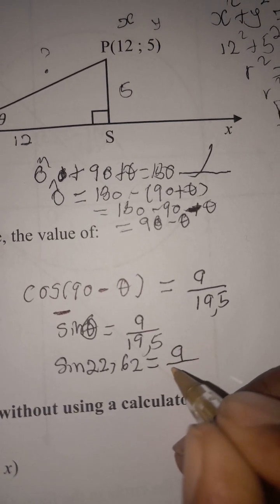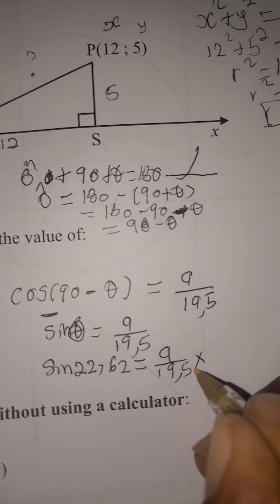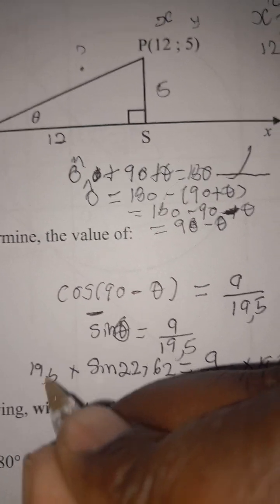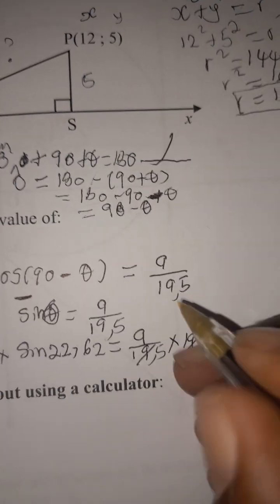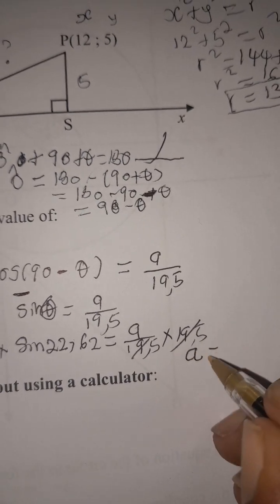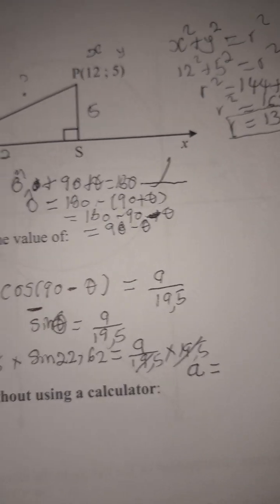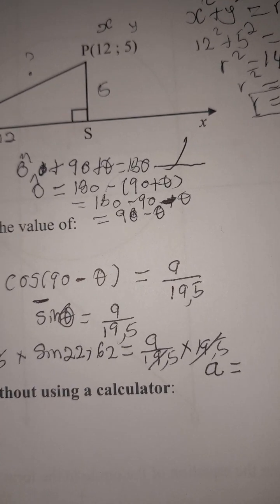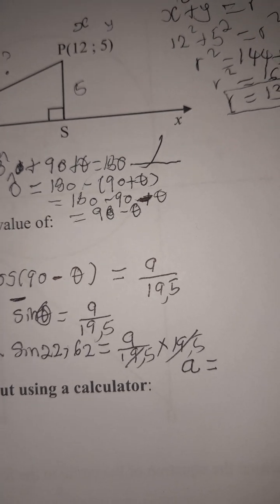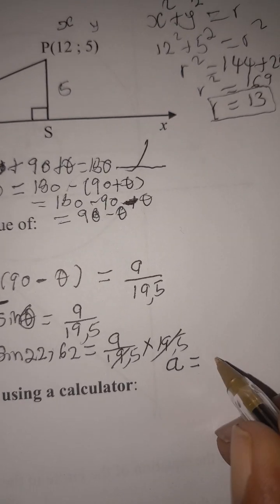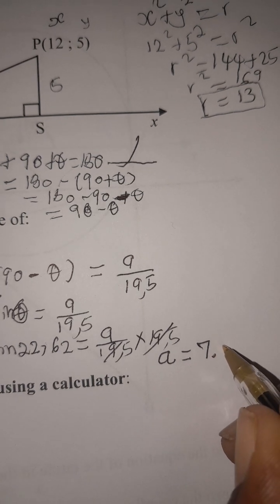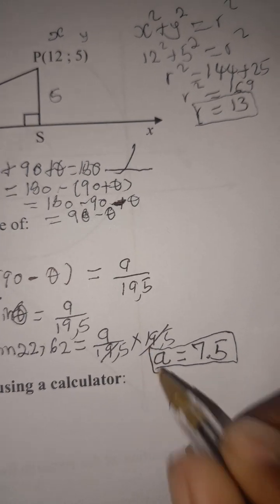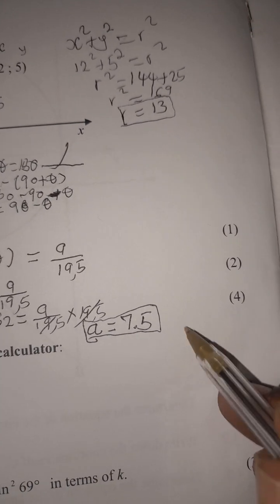Then we have A as 19,5. You will then multiply everything by 19,5. This and this, they cancel. So remember, this is A we are looking for. So we are going to have 19,5 sine 22,62. So it will be corrected to 2 decimal places. That will be 0.7. Let's correct to 1 decimal place. It will be 7,5. Meaning that A in this case will be 7,5. So that's how you can get that.